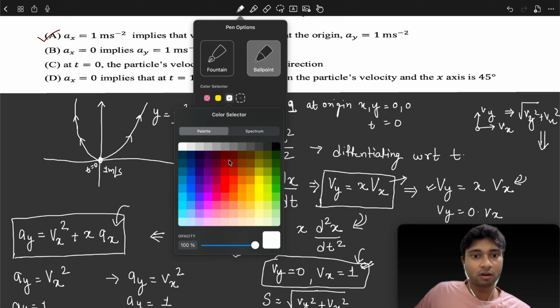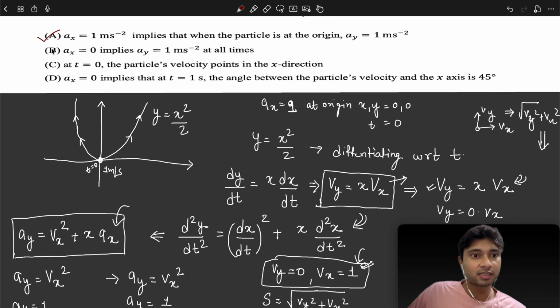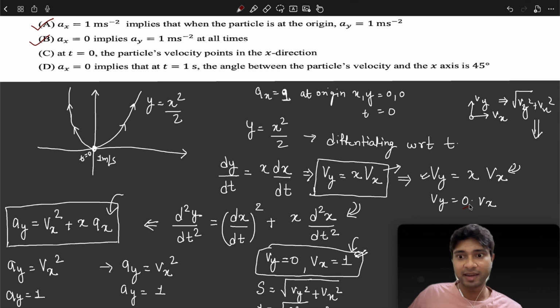Let's see what option C is. Option C is saying that at t equal to 0, the particle's velocity points in the x direction. Because we have seen that at t equal to 0, x and y are 0 since it was at the origin. Velocity in the y direction will always be 0, and since Vy is 0, Vx needs to be 1, because the initial speed is 1. So option C is also correct.